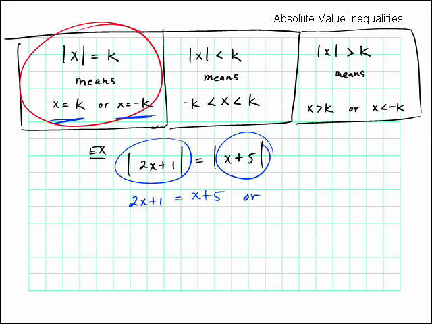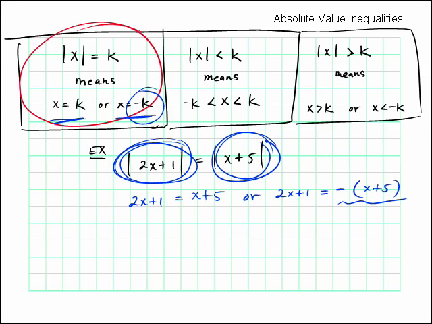Or there's another possibility. This side, 2x plus 1, could equal, notice the pattern here, negative k. So it's negative this, or the opposite of x plus 5. Just make sure that you use parentheses like this right here. Negative parenthesis x plus 5. So here this is kind of like our k, and then over here this is negative k.